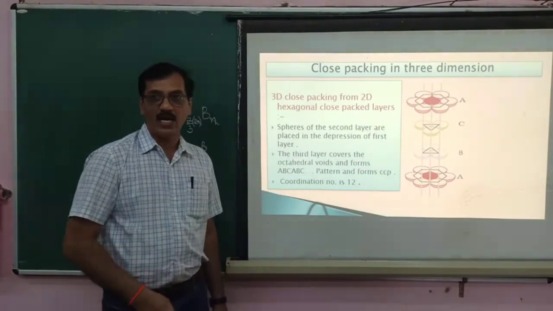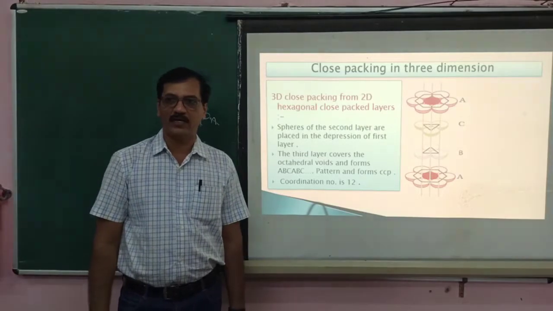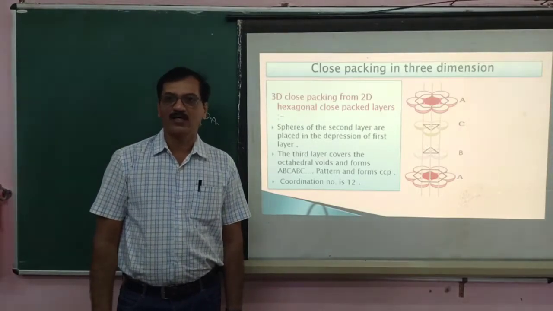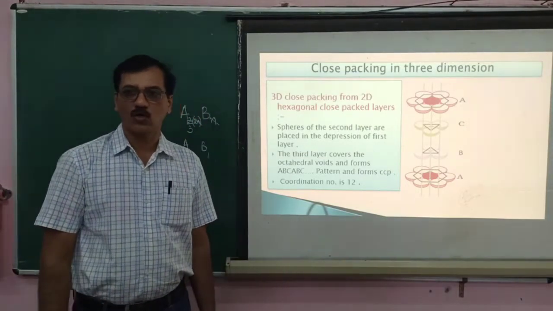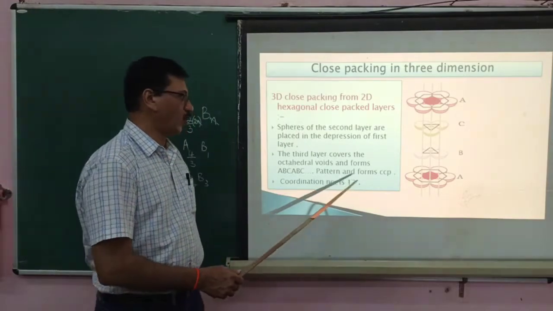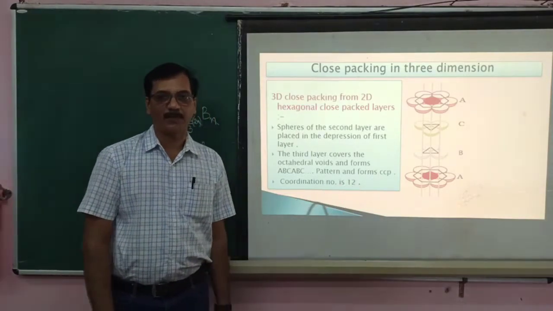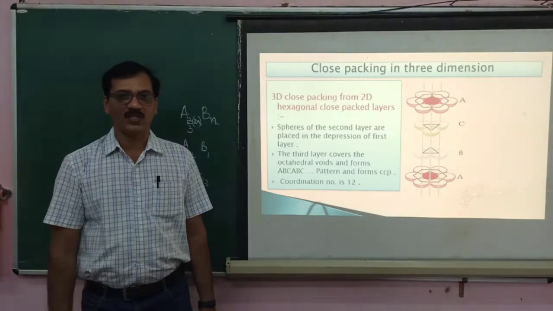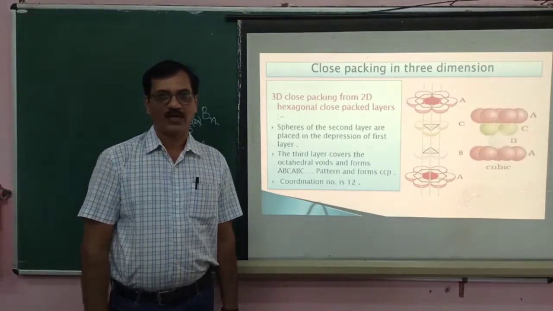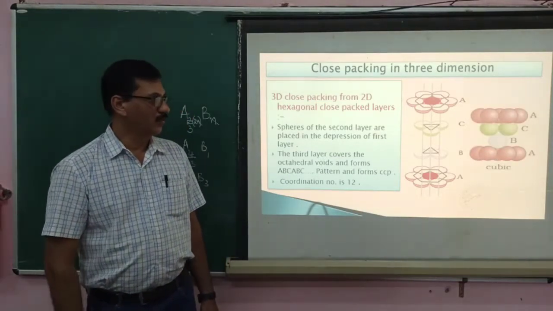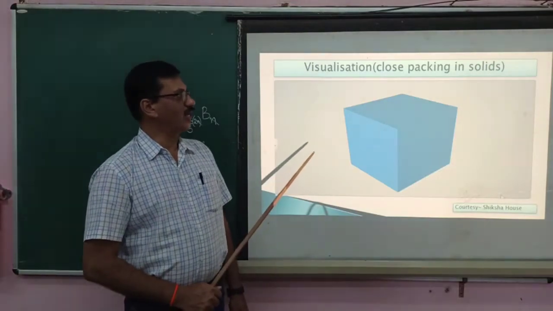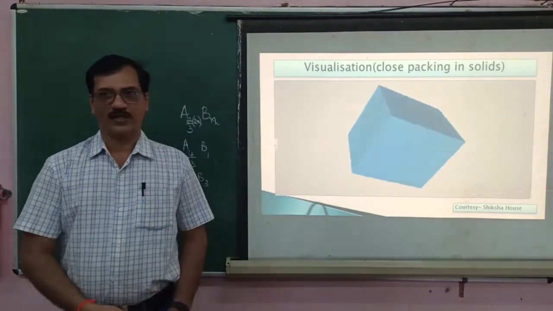Therefore ABC kind of arrangement is called cubic close packed structure, cubic close pack, or simply CCP. And here also coordination number is 12. Coordination number is 12, right? So this is cubic. Now we will visualize the close packing in solids.